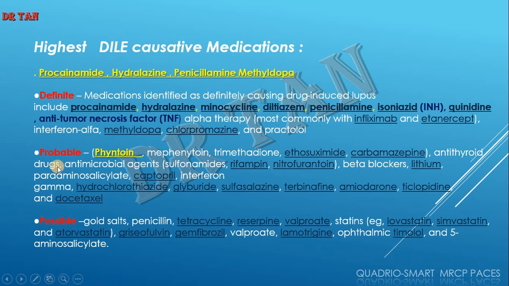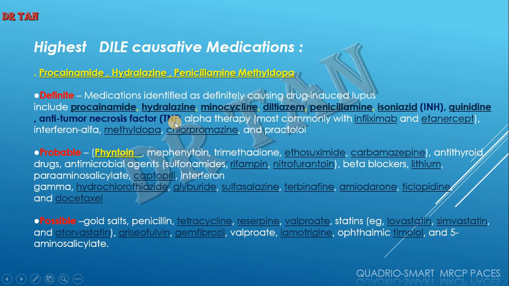There is definite, there is probable, there is possible. The definite is more; this medication will do it. Okay: procainamide, hydralazine, minocycline, diltiazem, penicillamine, and isoniazid. So remember, isoniazid you can make in yellow as well with the others.